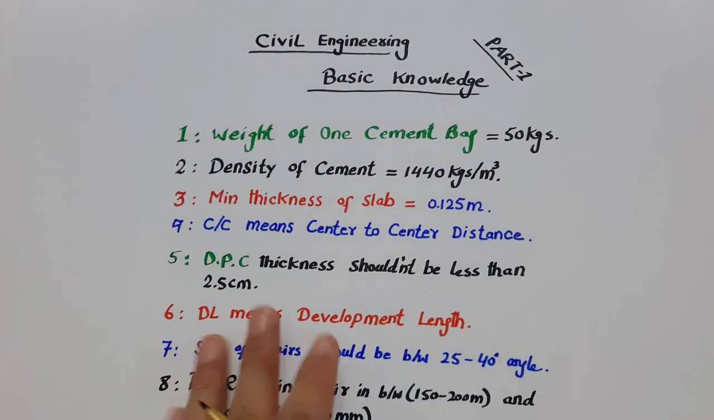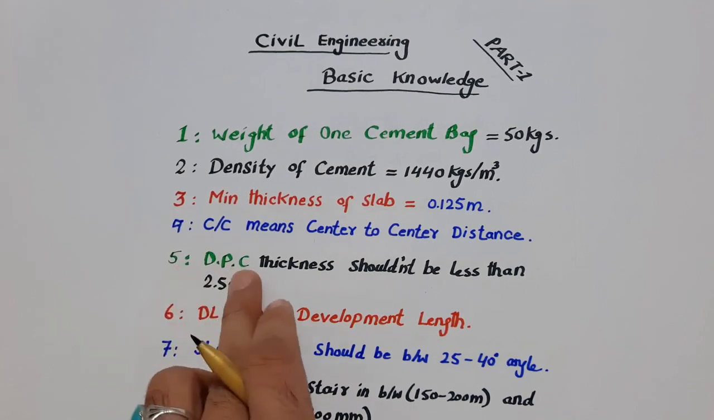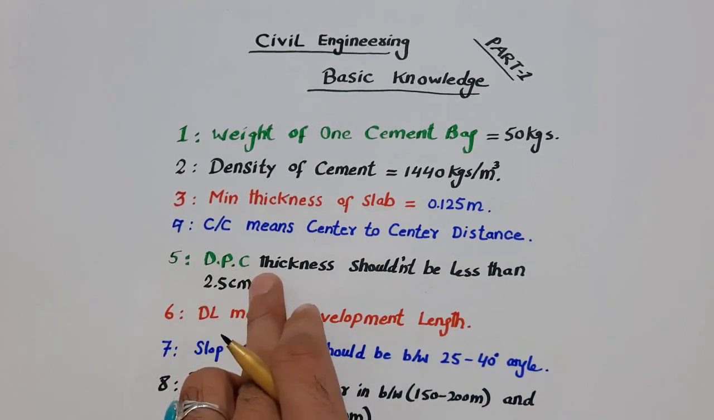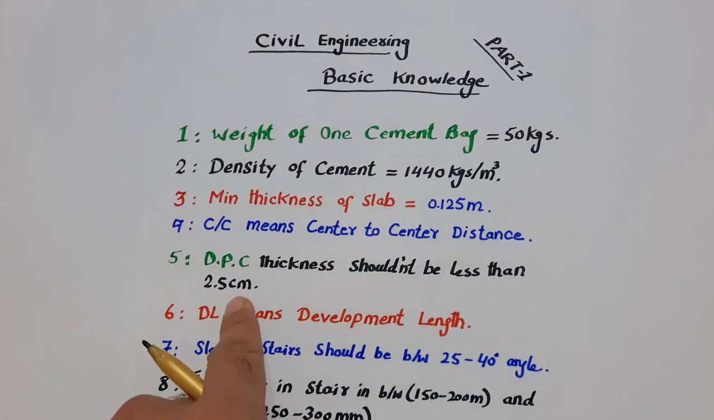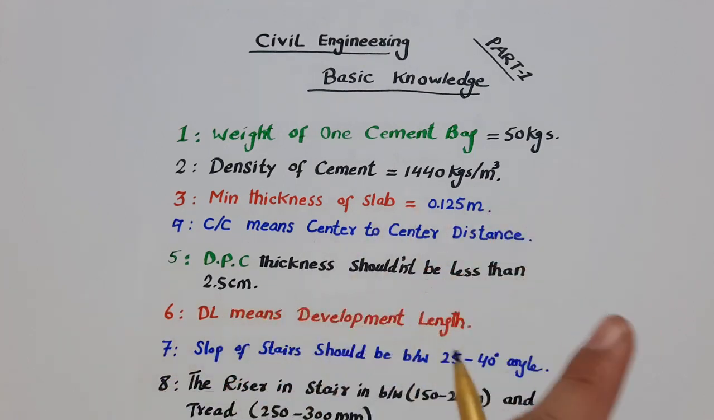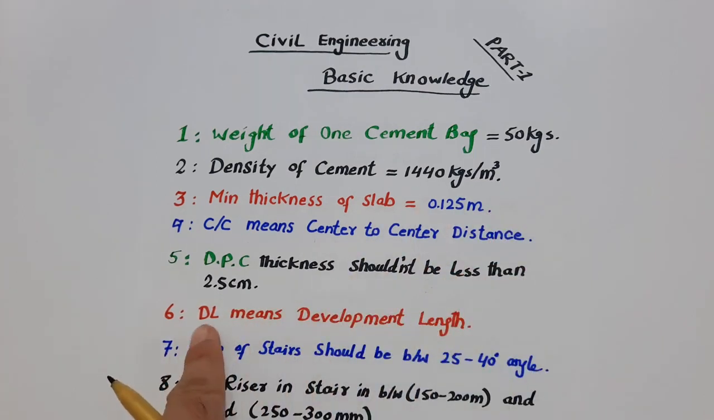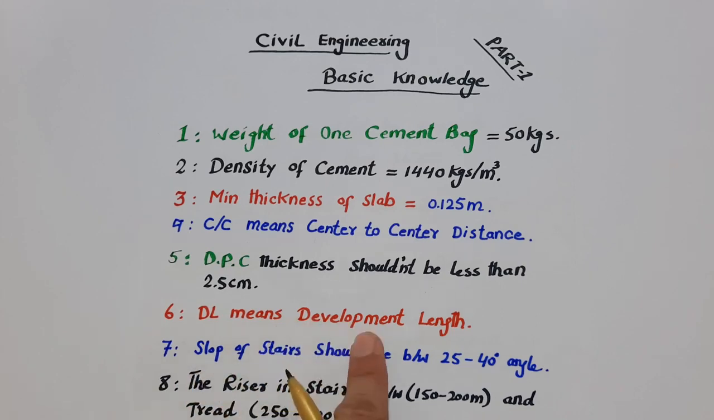Next, the fifth one is thickness of DPC, damp proof course, which should not be less than 2.5 centimeter or 1 inch.